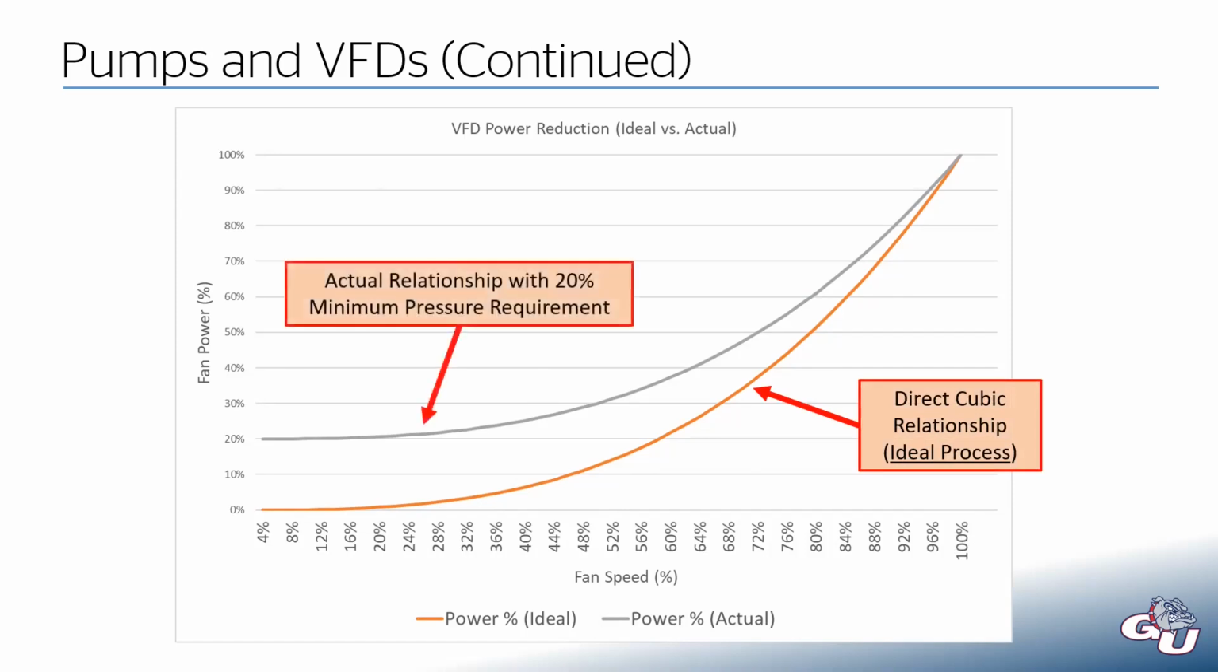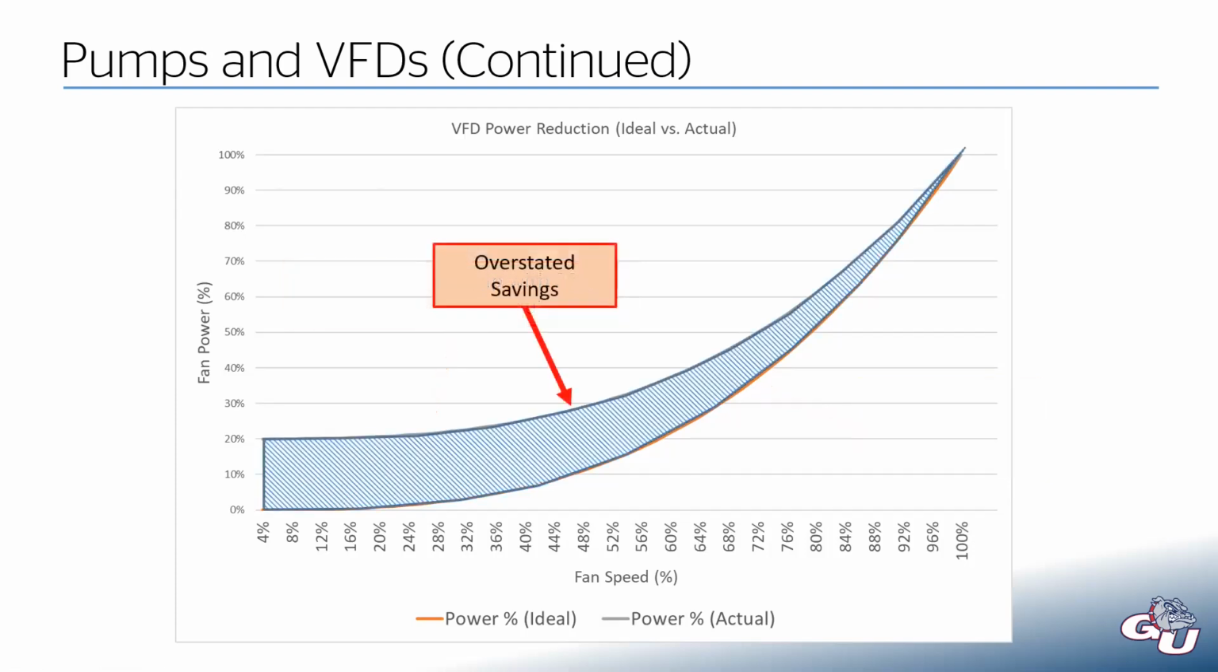But if we had an actual application, and let's say that application had a 20% minimum pressure requirement, this is more of what that actual curve would look like. So you can see we're not quite saving as much as we would hope, and that becomes more and more stark as we get down to lower speeds. And the difference between these, that would be our overstated savings if we were to use that cubic relationship instead of something more like a squared relationship or a 2.5 power relationship.